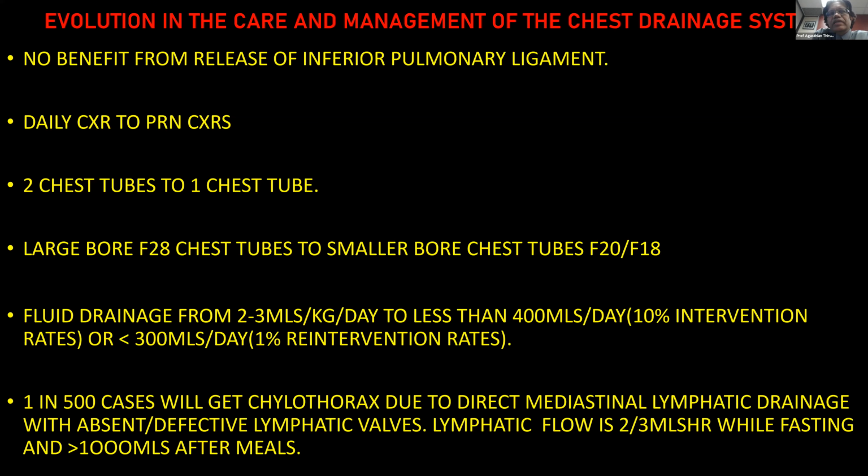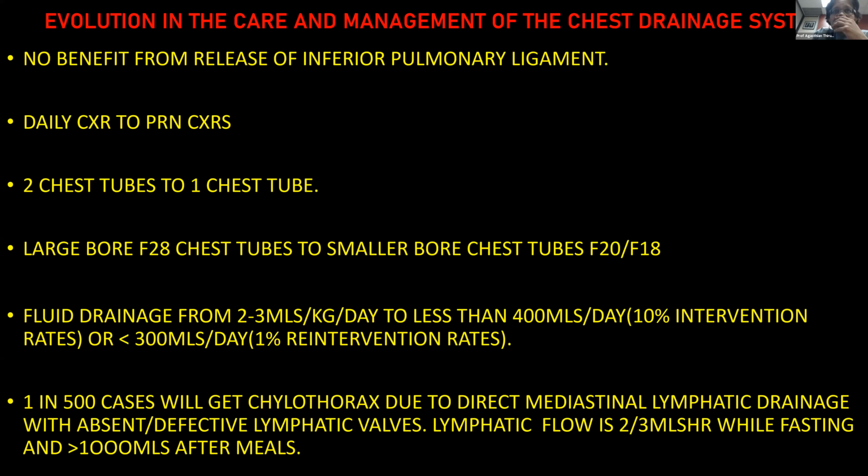We also found from pleural physiology that what used to be the gold standard of pleural drainage, 2 to 3 mils per kg per day, is no more true. Nowadays, in fact, a lot of surgeons remove the chest tube irrespective of the drainage. But most of us follow the algorithm that when it's less than 400 mils a day or 300 mils a day, you can actually remove the chest tube. And it's been found that if the drainage is less than 400 mils a day, 1 in 10 patients need re-intervention. And if it's less than 300 mils a day, it's less than 1%.